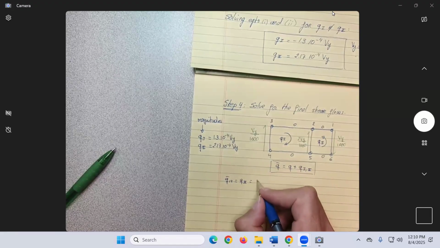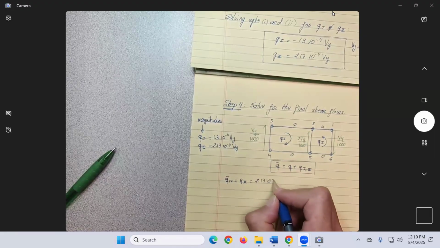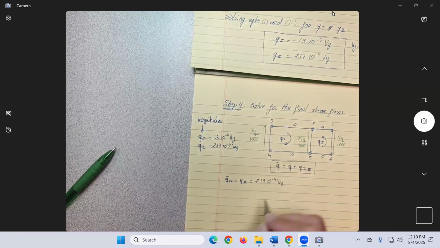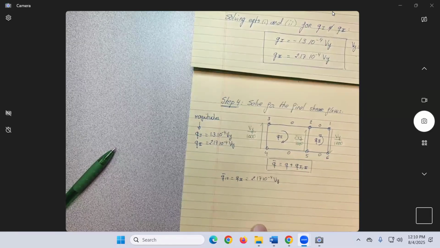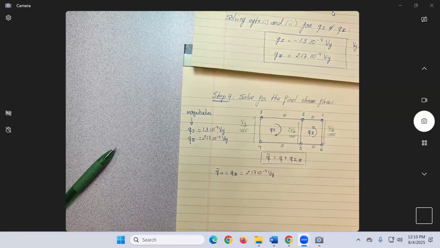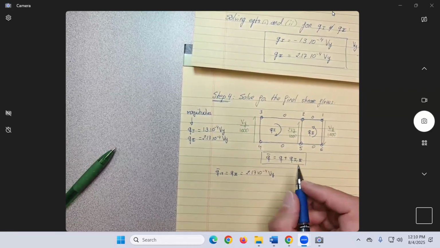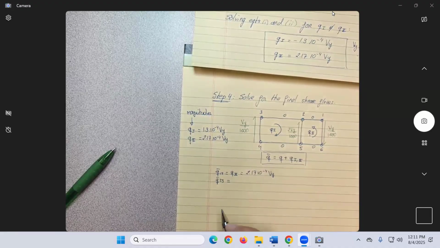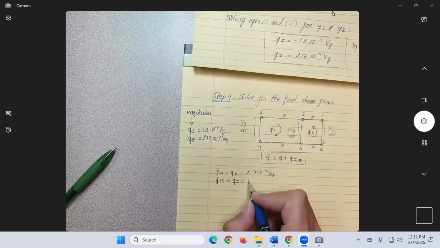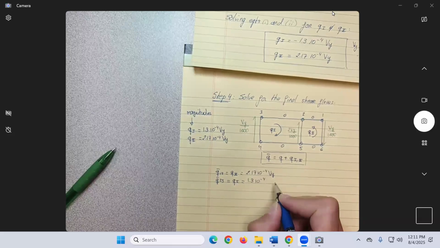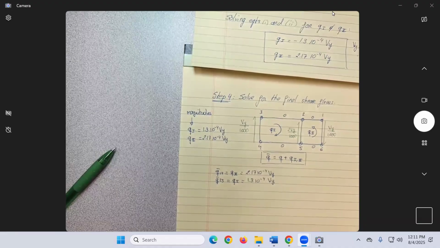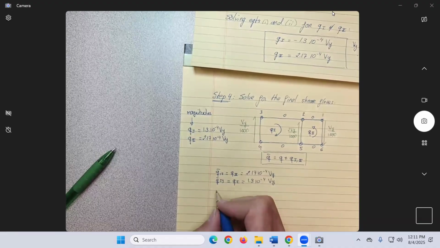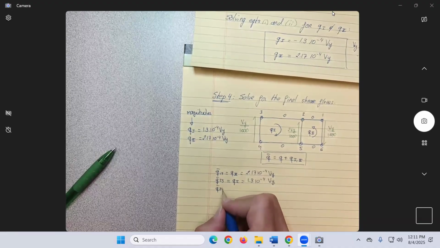And this is equal to what? The 2.17 10 to the minus 4 Vy. I don't know why I don't have the values, but all right, I did not calculate it. I could give just the value, but then Q23 should be equal to what? Q1. So I say that will be 1.3 10 to the minus 4 Vy. Now Q bar 34 should be equal to what?